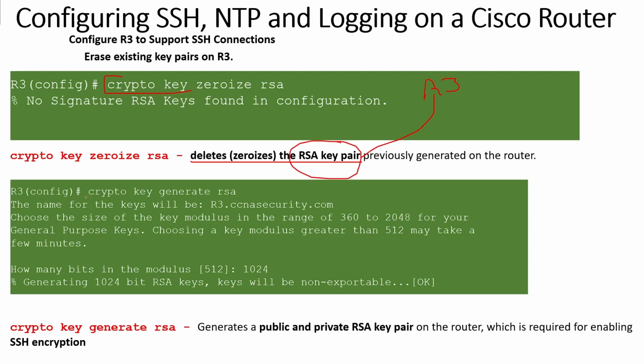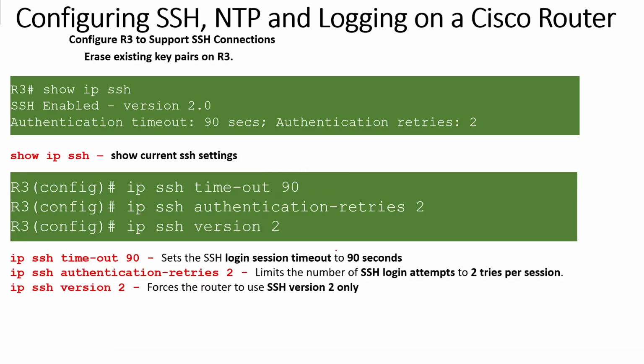The next command is crypto key generate rsa. This will generate a public and private RSA key pair on the router, which is required for enabling SSH. With this command, it will ask for how many bits in the modulus. You type in 1024, then press enter, and then you're good to go.